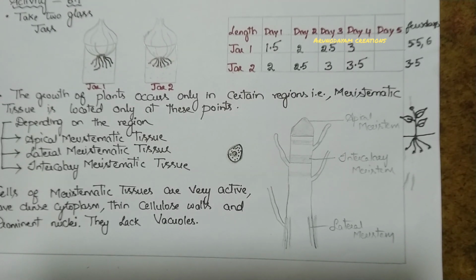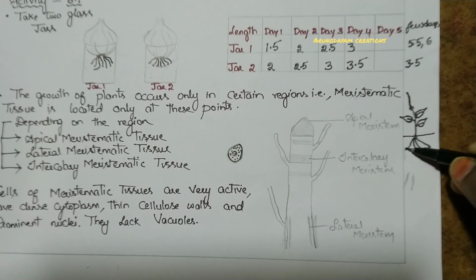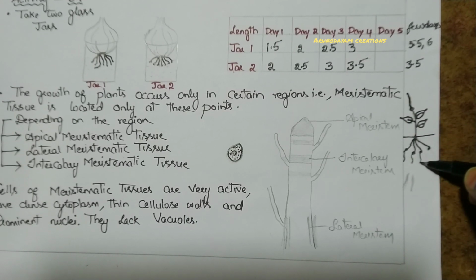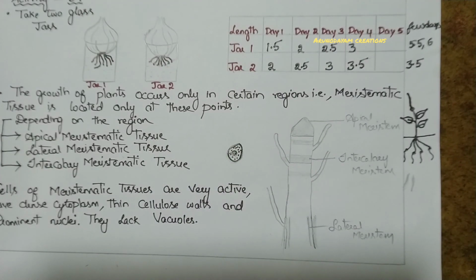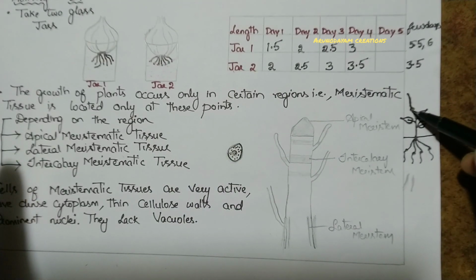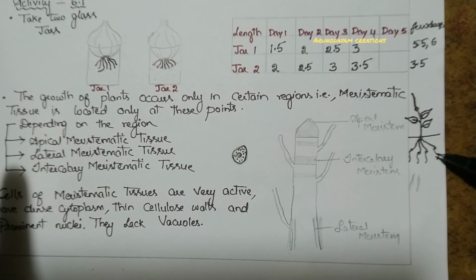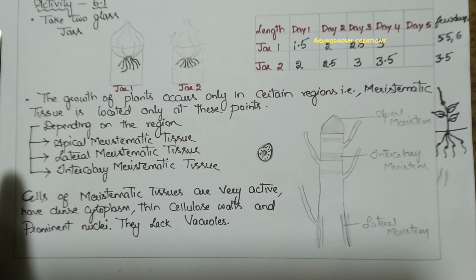So they help in lengthwise growth of the stems and roots. The cells present in these meristematic tissues will repeatedly divide and help in the lengthwise growth of the stems and lengthwise growth of the roots. So this tissue will help in the lengthwise growth of the plant. If these tips are removed, then the stems and roots will stop their lengthwise growth.